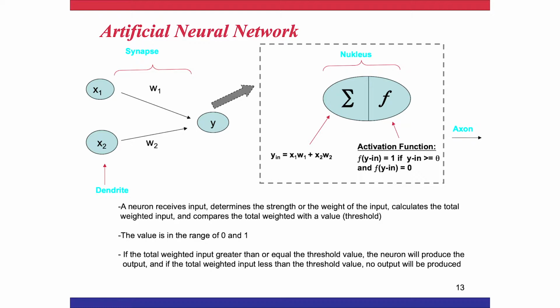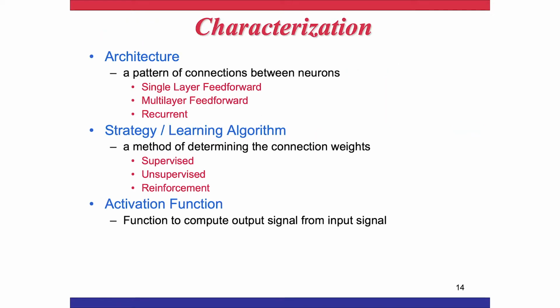That means in a simple problem like binary classification, where we classify it either as true or as false. So now we go a little bit into the architecture, the strategy and the types of activation functions for this neural network.